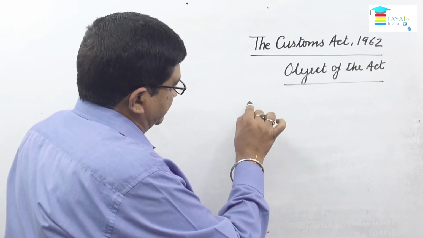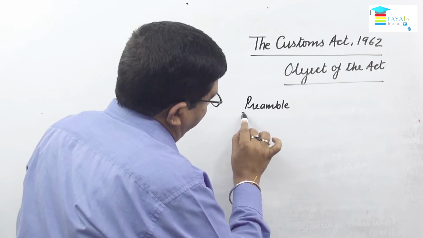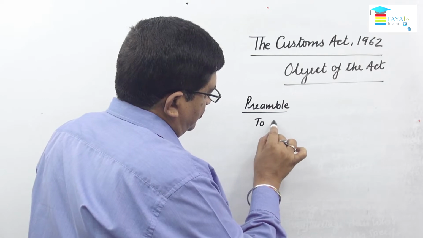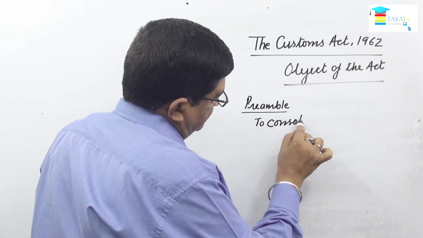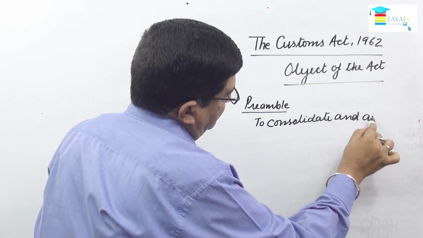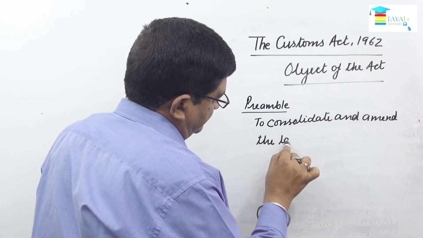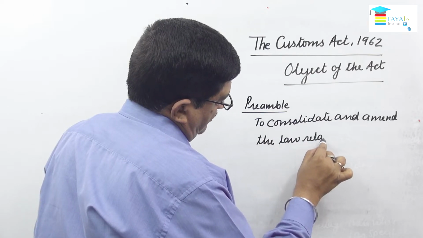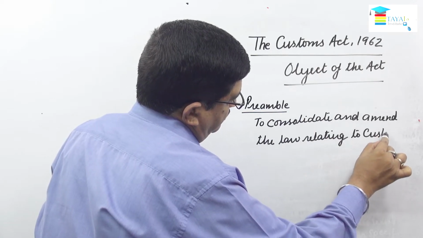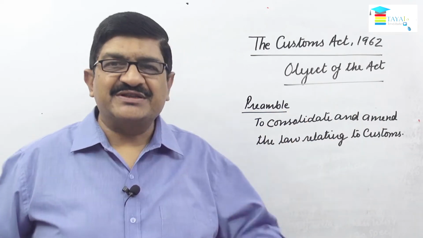Preamble given in the act. With the very first line of the act, you can say, this says, to consolidate and amend the law relating to customs. This is the preamble given therein.